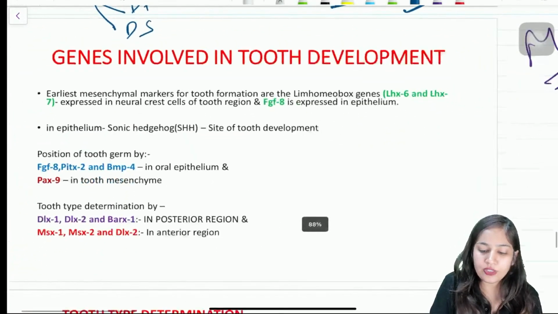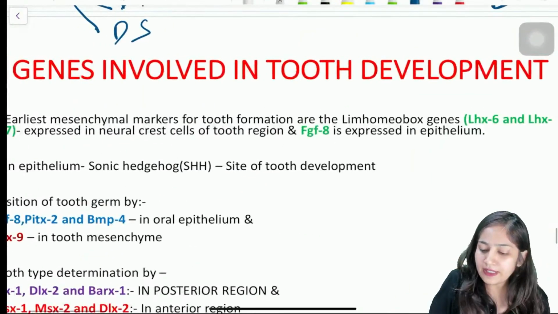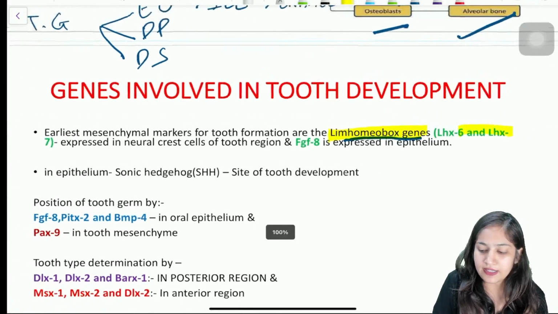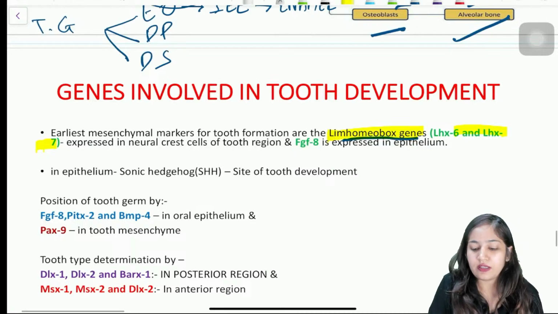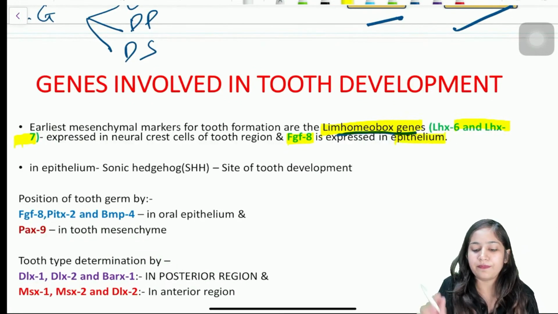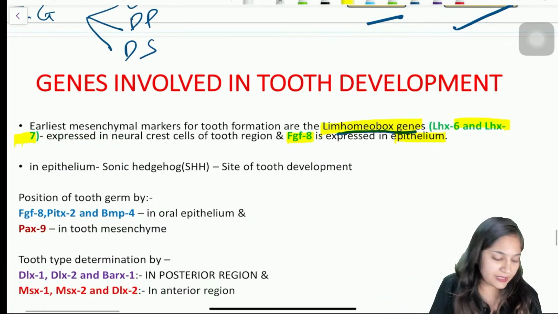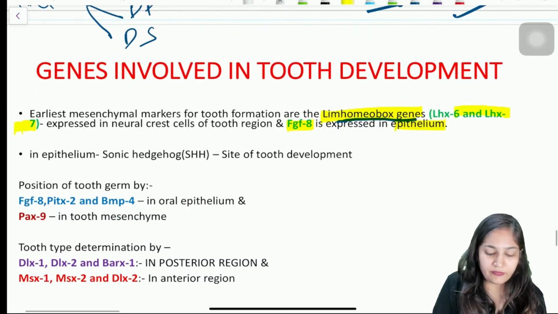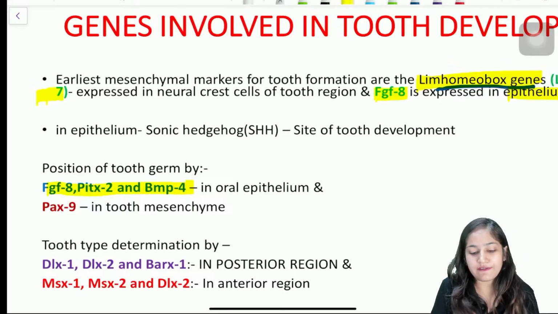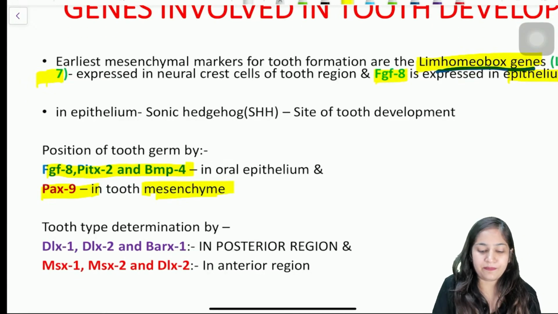Genes involved in tooth development. Mainly limb homeobox genes, LHX6 and LHX7. Fibroblast growth factor 8 is mainly present in the epithelium, and the LHX genes are mainly present in the ectomesenchyme. For the position of the tooth germ, FGF8 in the epithelium, and BMP4 and PAX9 in the mesenchyme.